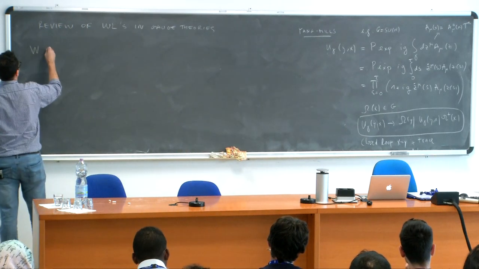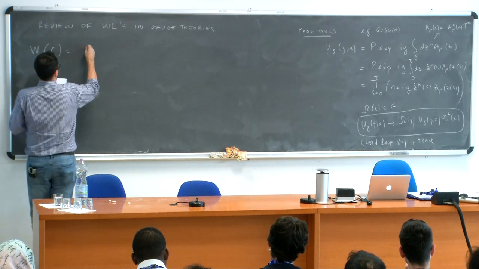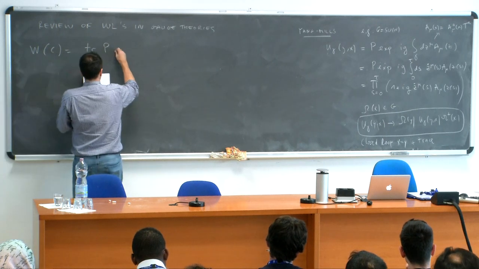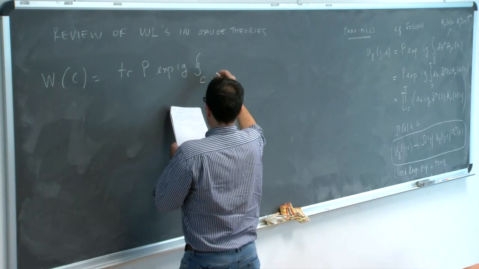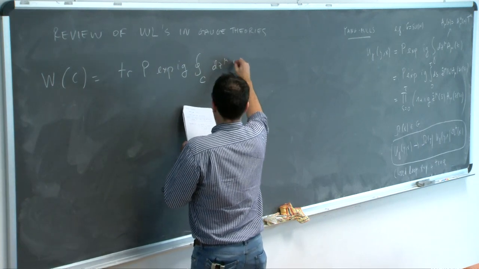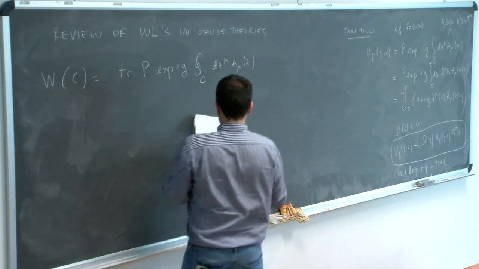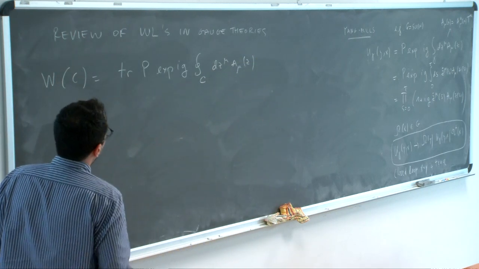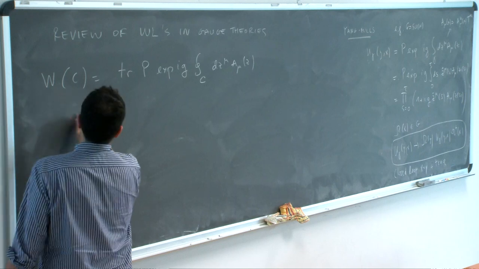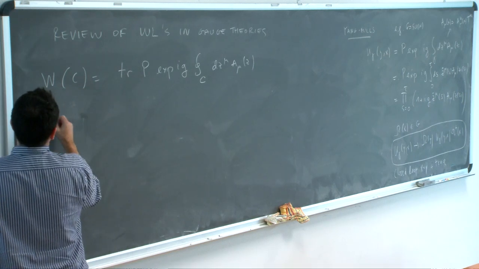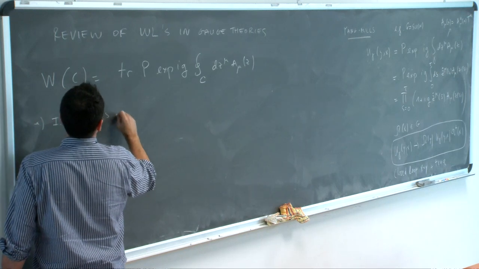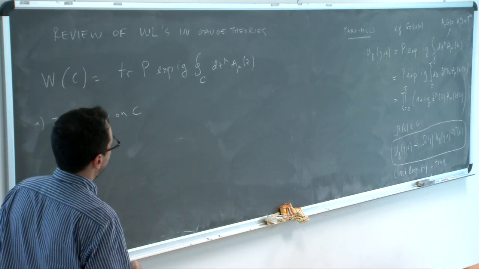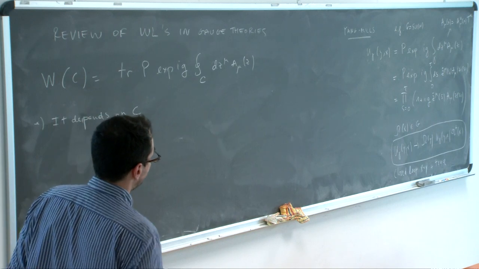So now let me define this guy as the trace of the path-ordered exponential of ig times the integral over a closed contour, dz^μ A_μ(z). Okay, so we see that this guy depends on the contour C that I'm considering.